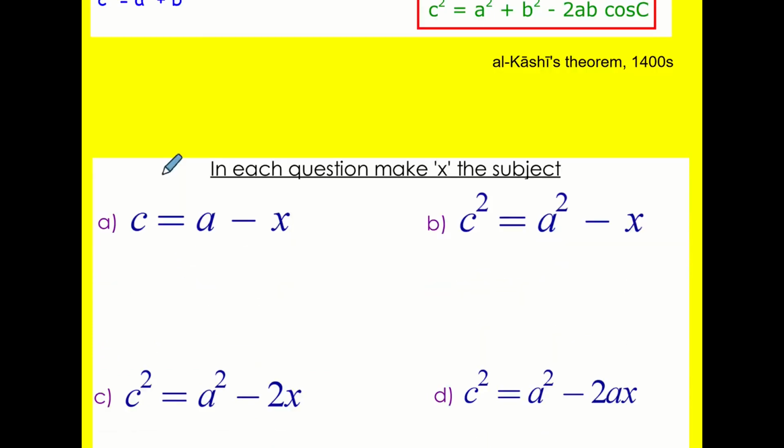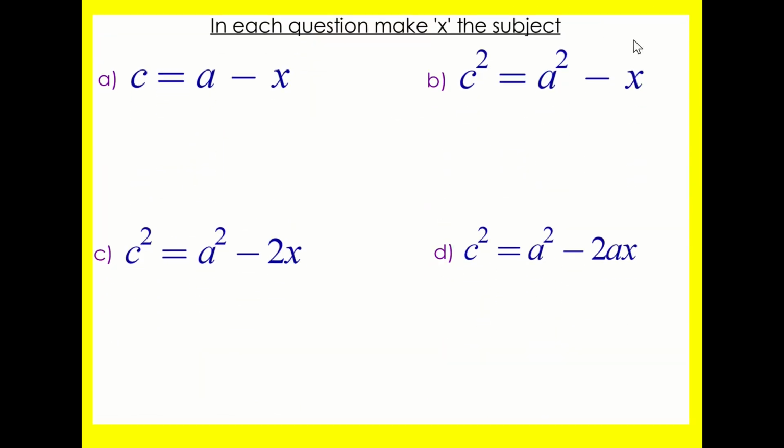So I want you to pause the video and try each one of these questions. If you're not sure, you might try the first one and wait for me to go through it, and then try the second one, and so on. Or you could have a go at all of them and then watch my explanation at the end. So in each case, can you make x the subject? That means get x by itself on one side, and there shouldn't be a minus in front of it either, so it's going to be there by itself. Give it a go.